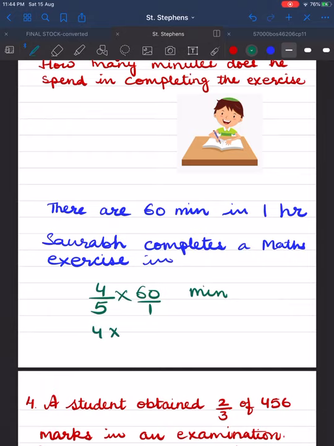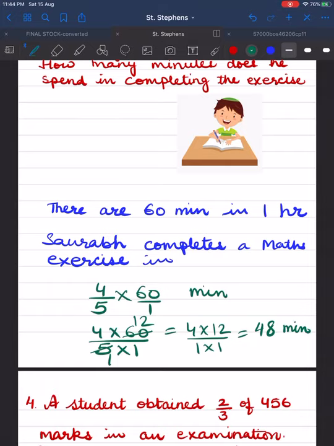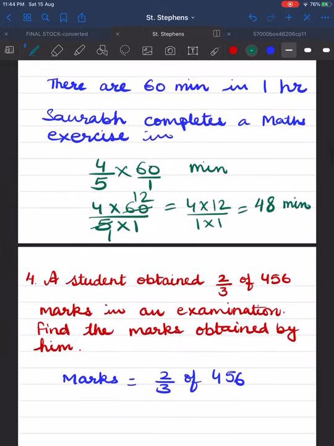Let's rewrite. So 4 into 60 upon 5 into 1. Now here 5 is the common factor. So 5 ones are 5, 5 12s are 60. We get 4 into 12 upon 1 into 1. It is equal to 48. So Saurabh completes the maths exercise in 48 minutes.